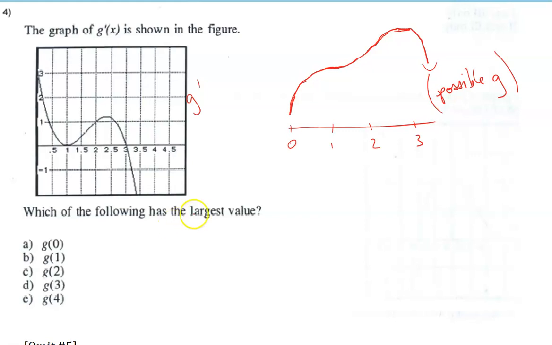All right, so which has the largest value? Because g is increasing from 0 all the way until x equals 3, then this is going to be the highest point. And again, it doesn't matter where this graph is vertically. We do know that the highest point is going to be at x equals 3. So g of 3 has the largest value.